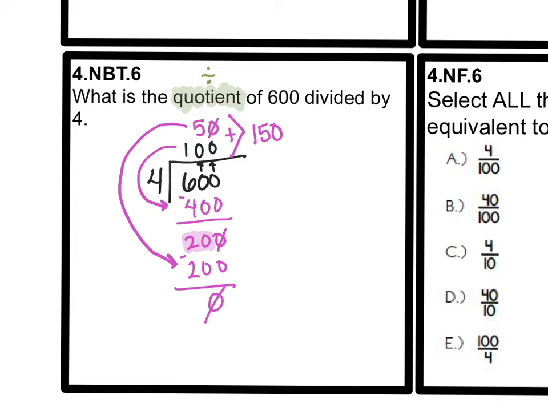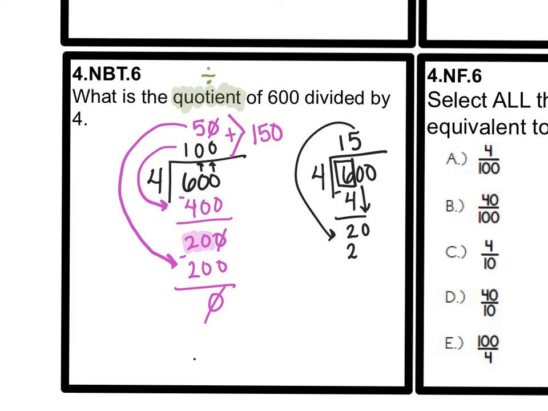If you were doing standard algorithm style, you're going to set it up the same, 4 into 600, except you're just going to start with this one place value right here. 4 fits into 6 one time. 1 times 4, I'm going to multiply that down, is 4. Subtract, and I have 2 left. Bring down the 0. 4 fits into 20 5 times. Multiply 5 times 4. 5 times 4 is 20. Subtract, and I get 0.